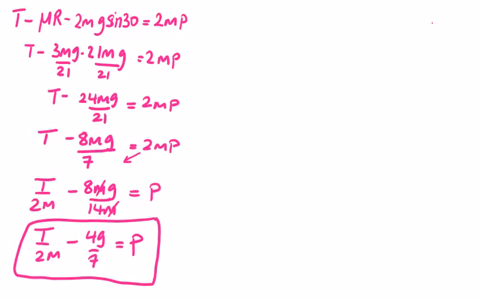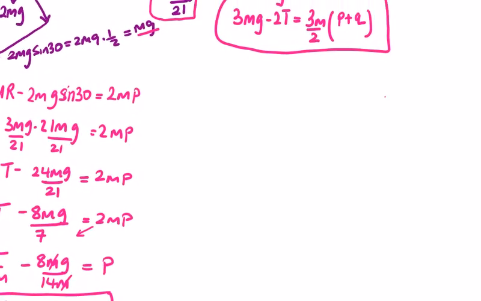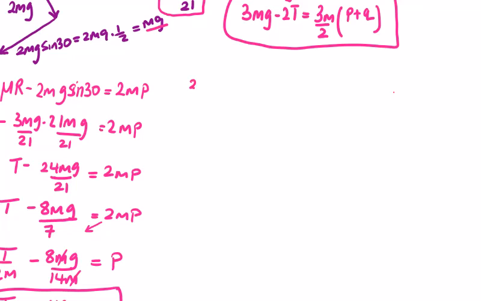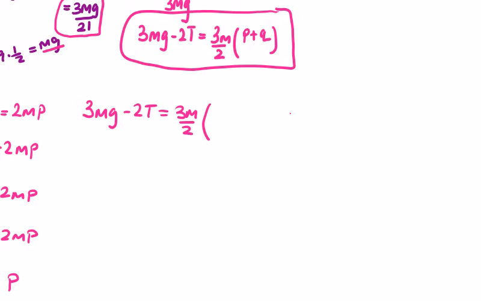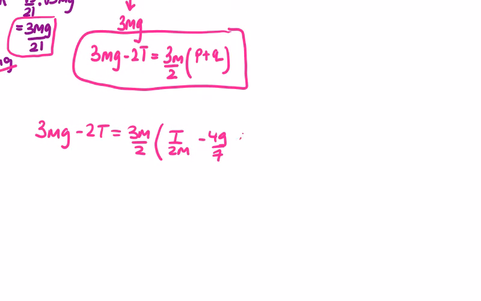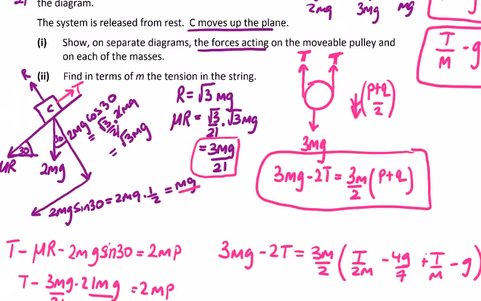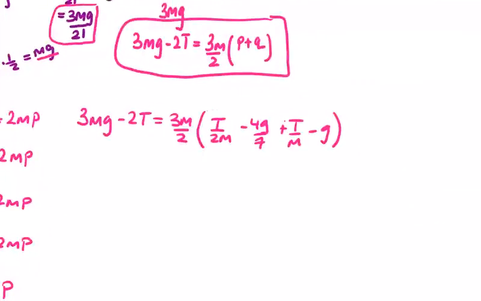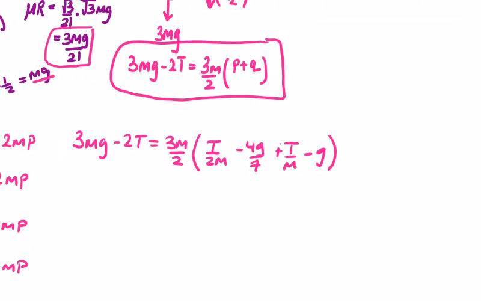So let's sub these into the other equation. We have 3mg minus 2T is equal to 3m over 2 times P plus Q, T over 2m minus 4g over 7, and then we have to add T over m minus g. What are we asked for here? We're asked for the tension in terms of m in the string. So T in terms of m.